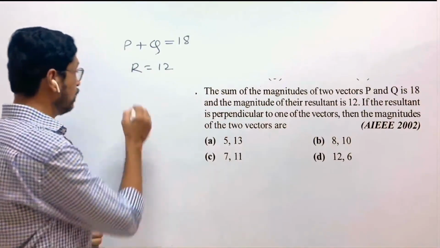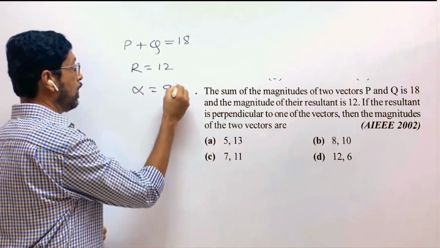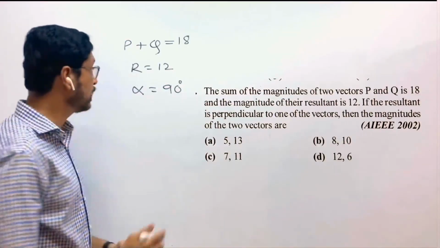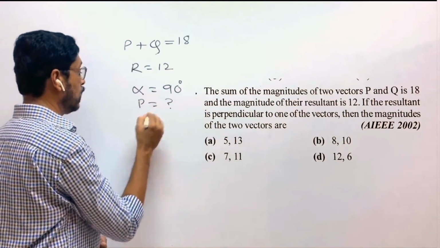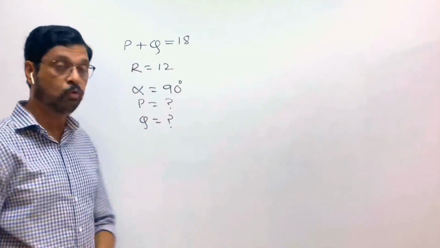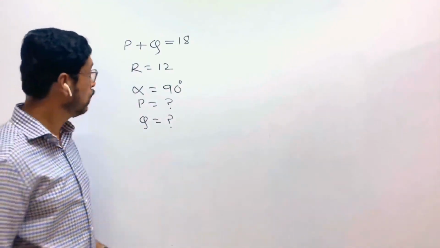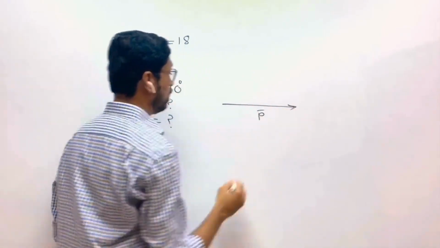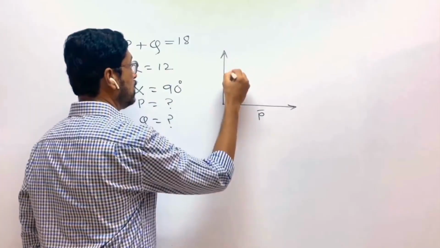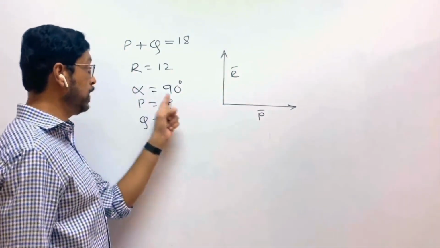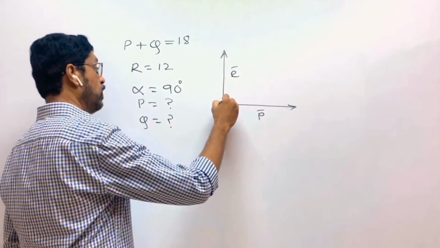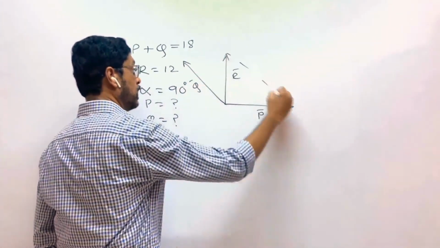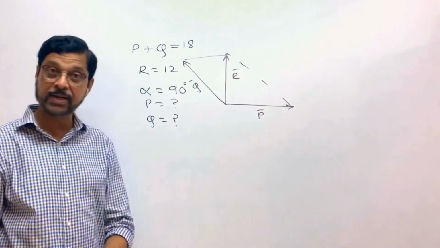angle of the resultant with the first vector we call it alpha. So alpha is 90 degree. Then the magnitudes of the two vectors are P is equal to what and Q is equal to what? That is your question. So suppose this vector is P. This is the resultant which is perpendicular to vector P, means vector Q is somewhere here, isn't it? This is vector Q, law of parallelogram of vector addition.